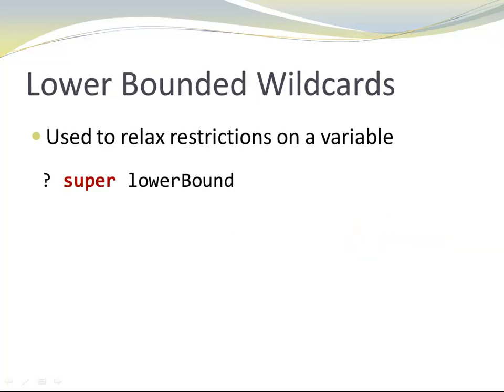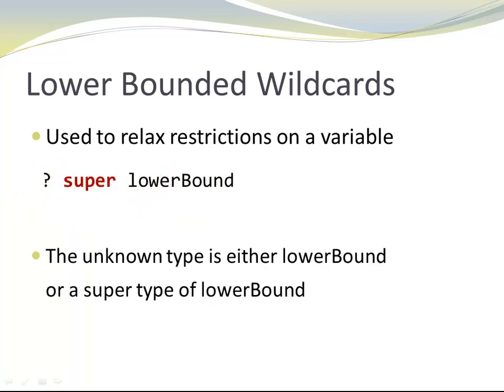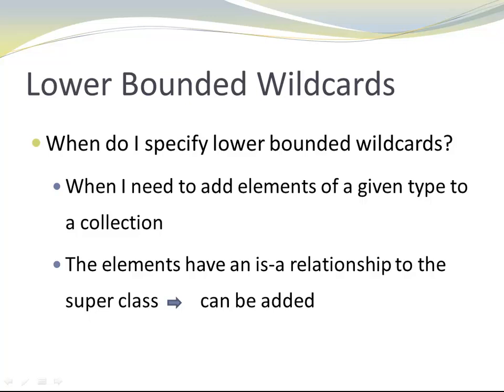Lower bounded wildcards are kind of a counterpart to the upper bounded wildcards. Here we have an unknown type, the keyword super, and the lower bound. The unknown type is either the lower bound itself or a superclass of the lower bound. When do we specify lower bounded wildcards? We do it when we need to add elements of a given type to a collection. The elements have an is-a relationship to the superclass, and because of that they can be added.